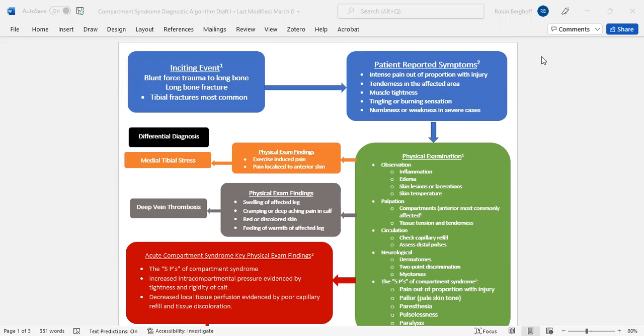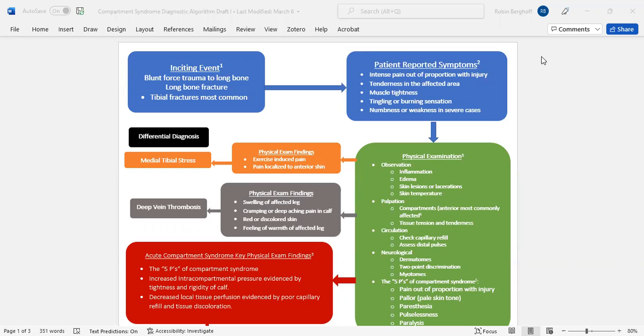To start off, you need to know some history from your patient, or at least the mechanism of injury. For an acute compartment syndrome, the mechanism of injury is going to be blunt force trauma to a long bone, and then a long bone fracture. In this case, the long bone we're talking about would be the tibia or the fibula in the lower leg, and tibial fractures are going to be the most common.